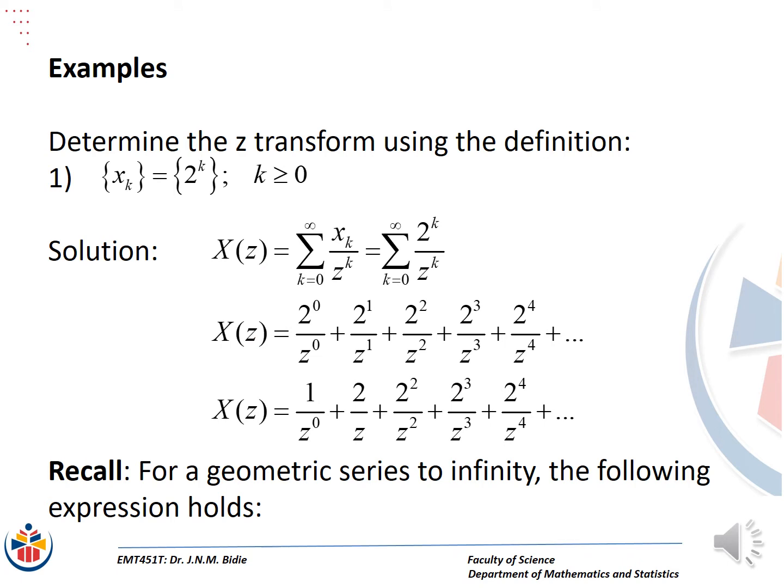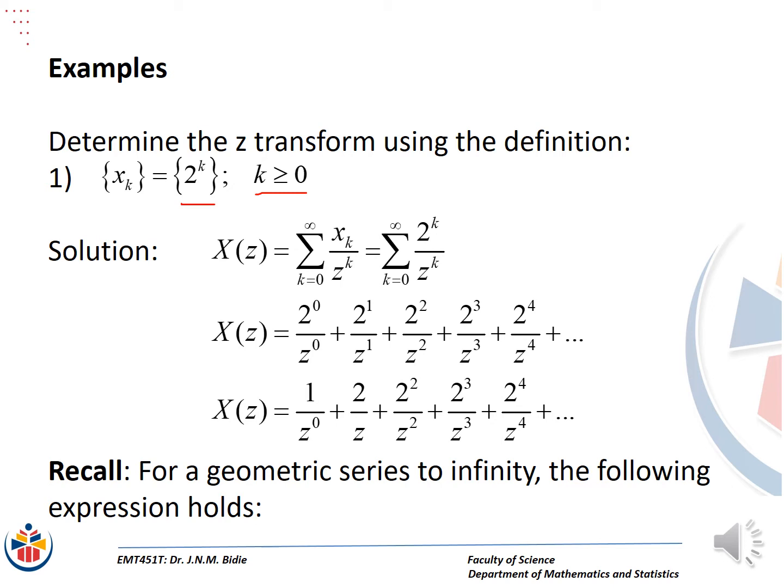Let's do some examples. We'll start with x[k] given to be 2 to the power k. Note also that this is for k greater than or equal to 0, so that means this is a causal sequence. So we go straight to the definition, which says that X of z is equal to the sum of x[k] divided by z to the power k for k equal to 0 to infinity. In place of x[k], we substitute what we have been given, 2 to the power k, and then the denominator remains as z to the power k.